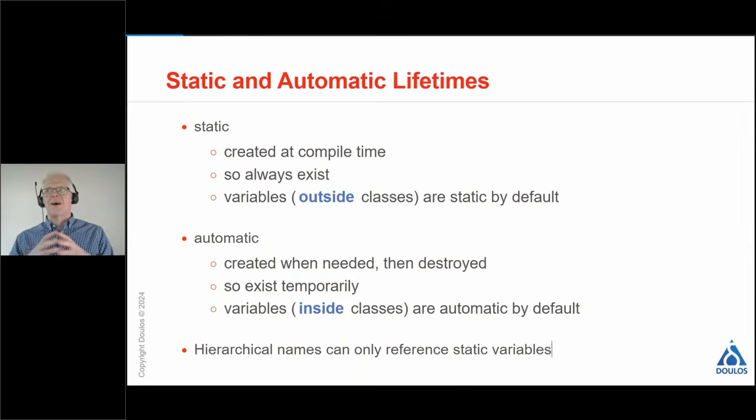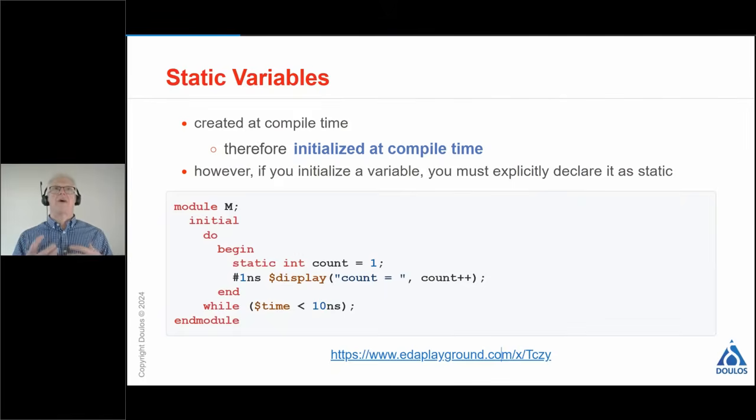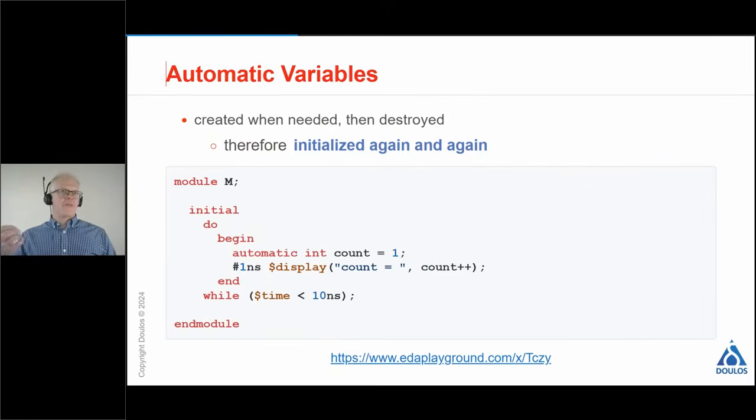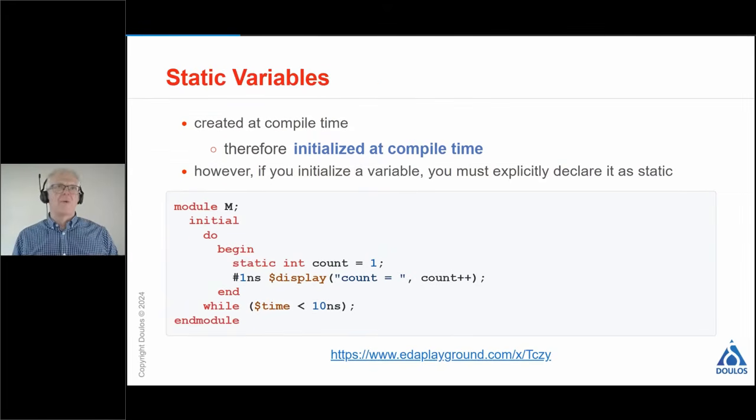If we look at this code here, let's look at the automatic one. The variable count is automatic, and so it exists temporarily, whereas here the variable count is static, and so it exists all the time. But the scope of the variable is only within that begin end block. So you couldn't, for example, $display count outside the begin end block. You couldn't do it here, you couldn't do it after the while loop either. It just would not compile, because it would say there's no variable called count here. So that's what scope is. Scope is where in the code the variable exists.